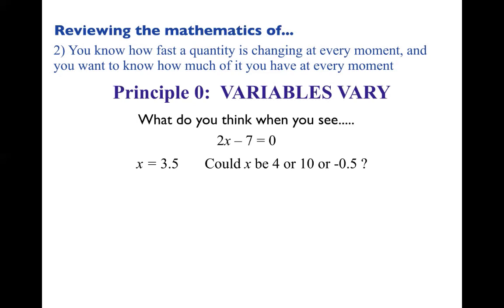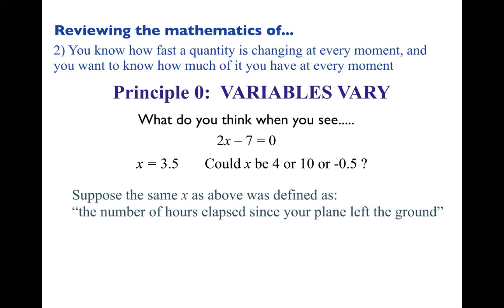And so some may think, no way, it can't be. It has to be 3.5. But looking at it differently, we could say that x could be 4 or 10 or negative 0.5. And then what would happen? It's just that that equation wouldn't be true. Okay? So suppose x is defined as the number of hours elapsed since your plane left the ground.